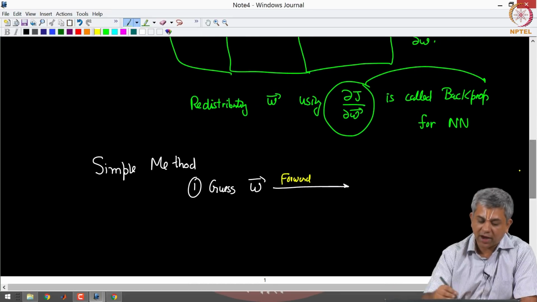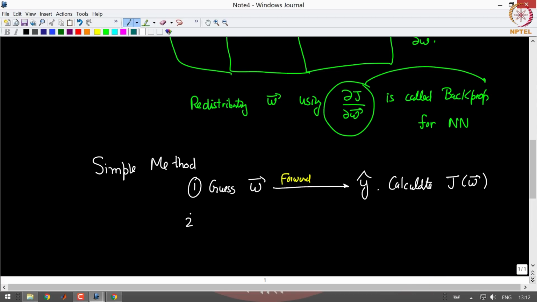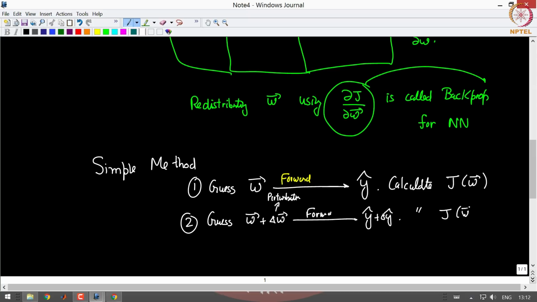Okay. Do a forward pass, get y hat, calculate j of W. Okay. Now, make a slightly different guess. Okay. This is some perturbation. Again make a forward pass, you will get some slightly different y, calculate j of W plus delta W.